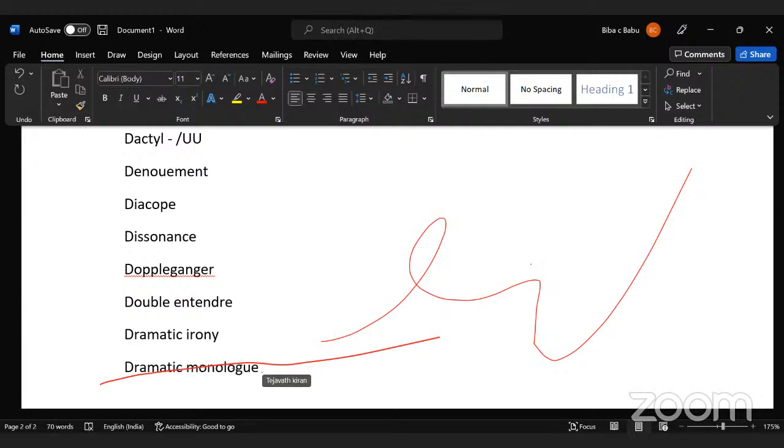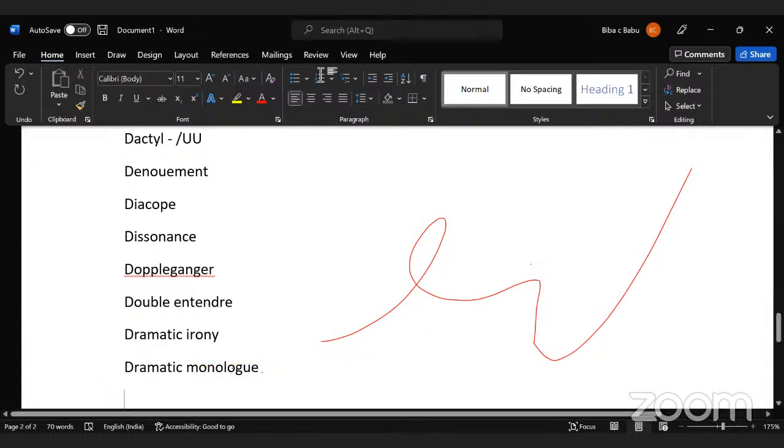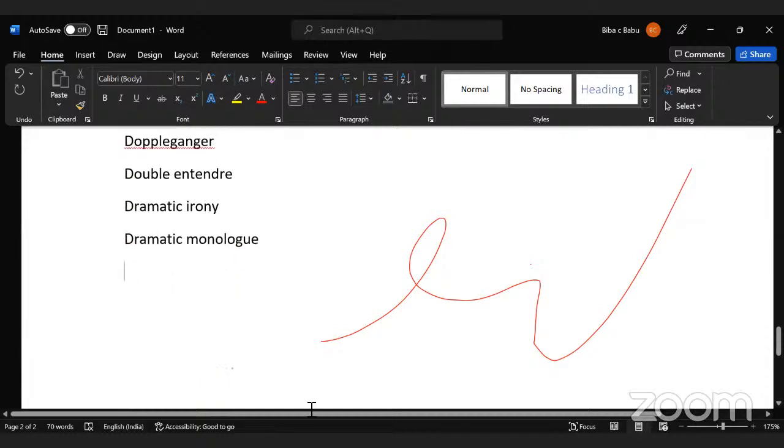Next is dramatic monologue. Dramatic monologue is a kind of poem where a fictional character directly addresses someone. We know the identity, but that person is not shown. The addressee will not be shown on the stage or in the entire play.